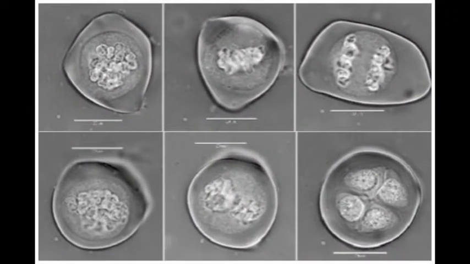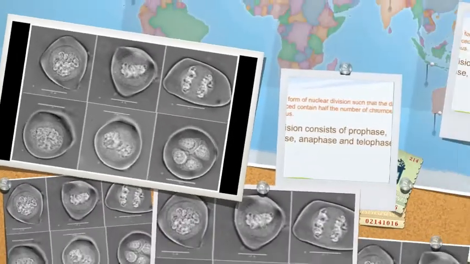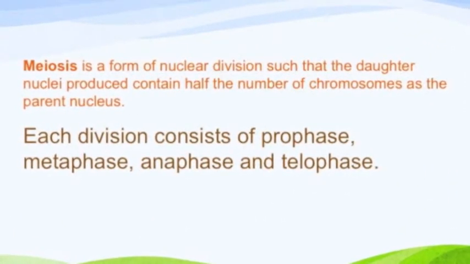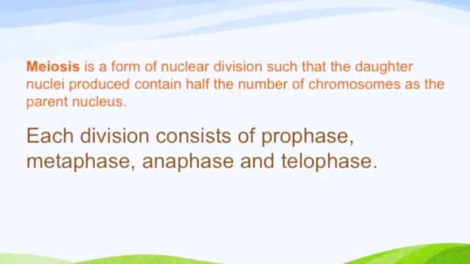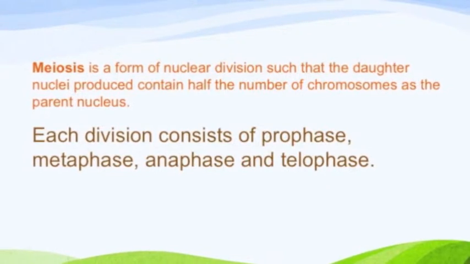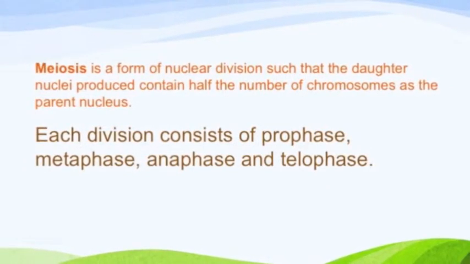Meiosis can occur in both animal and plant cells. What you're looking at here is actually a photograph of meiosis occurring in onion cells. Pretty interesting, isn't it? Just like in mitosis, meiosis also consists of 4 stages, namely prophase, metaphase, anaphase, and telophase.